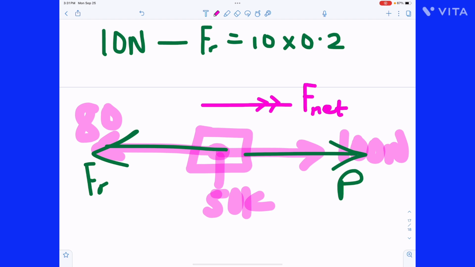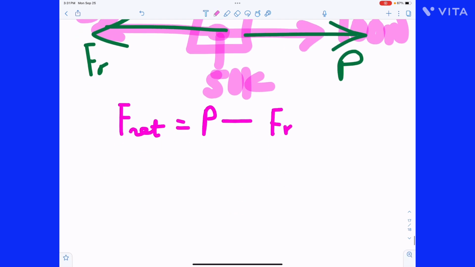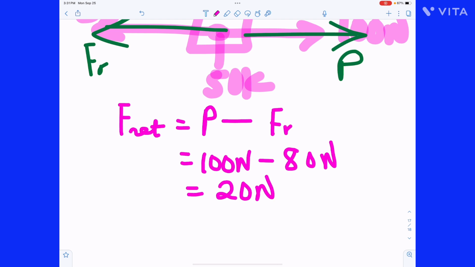The net force acting on it will be P minus frictional force. So the net force acting on the mass will be equal to what? 100 Newton minus 80 Newton. 100 Newton minus 80 Newton is 20 Newton. So the net force that will be acting on this mass will be 20 Newton.